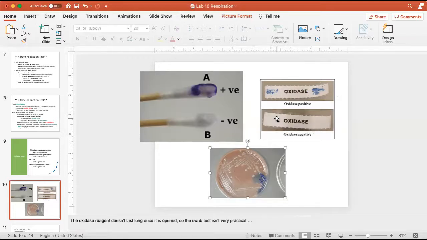If it doesn't change color, it's a negative. So very, very easy to use these strips. And because they're individually packaged, they last a long time. Much more practical.